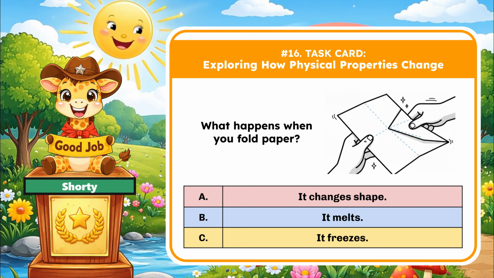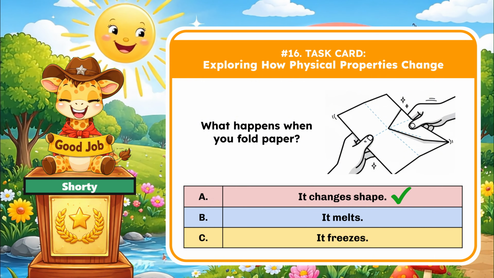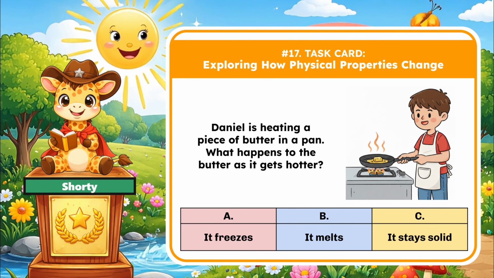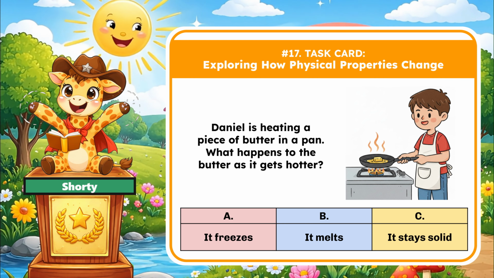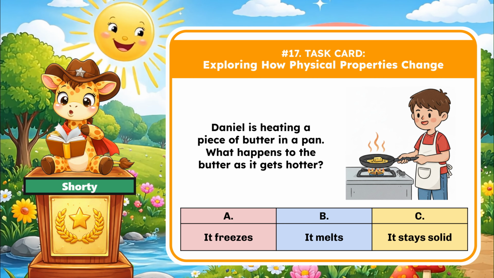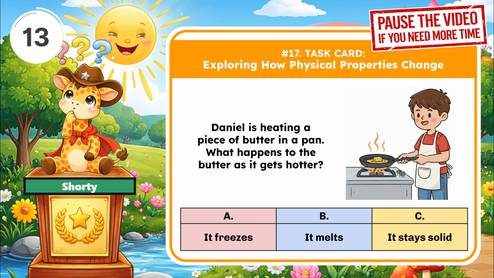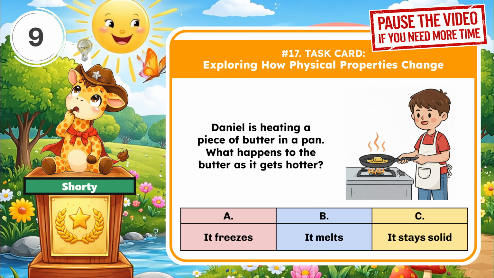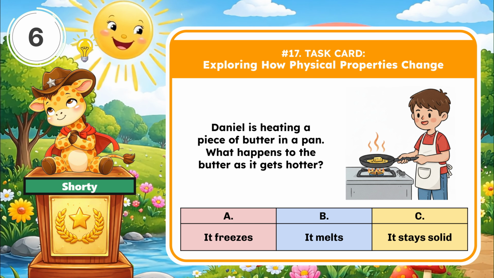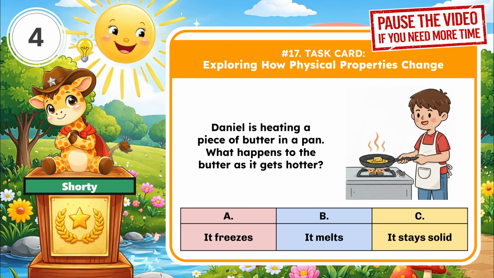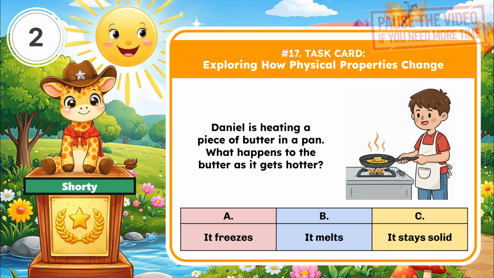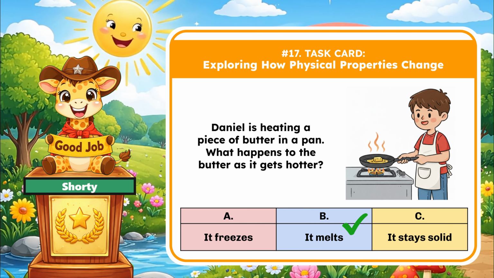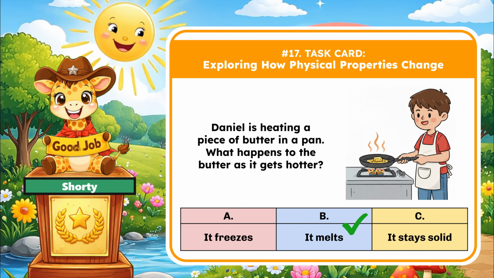And the correct answer is letter A. It changes shape. Daniel is heating a piece of butter in a pan. What happens to the butter as it gets hotter? And the correct answer is letter B, it melts.